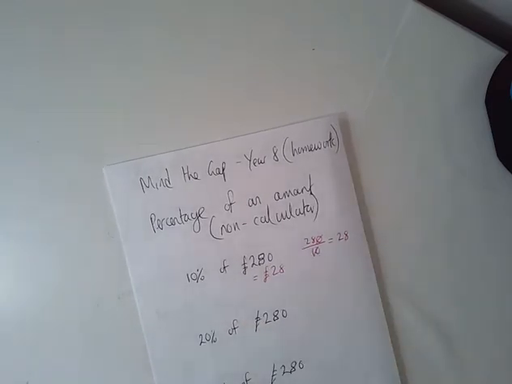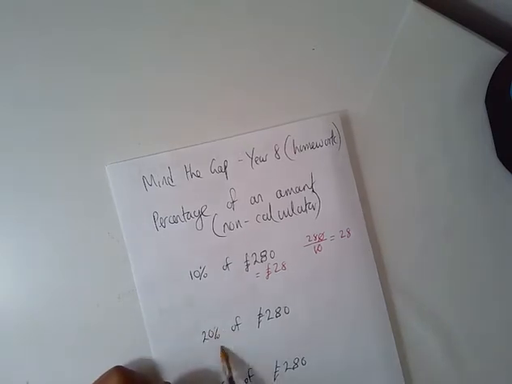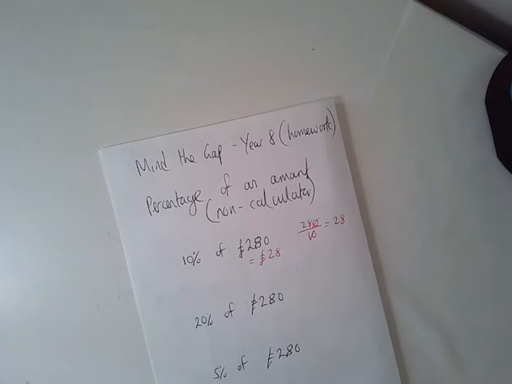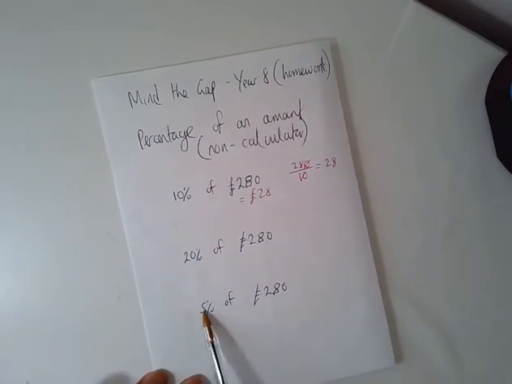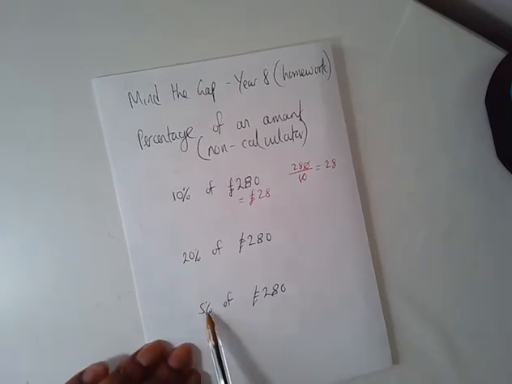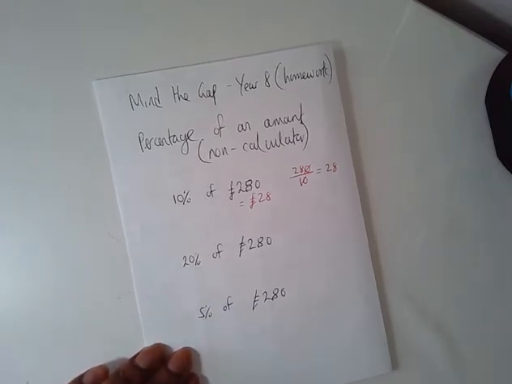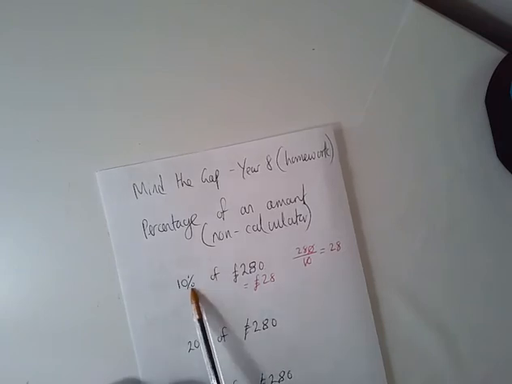But be careful. With the next question, trying to find 20% is not the same as doing divide by 20. Or finding 5% of something is not the same as doing 280 divided by 5. Only when it's 10% can you do 280 divided by 10.